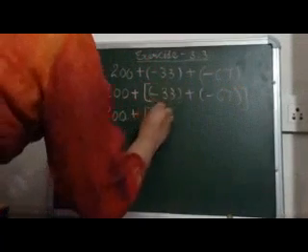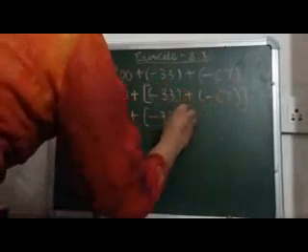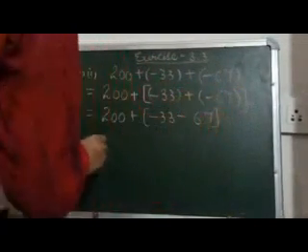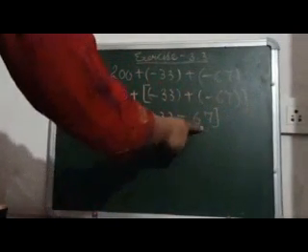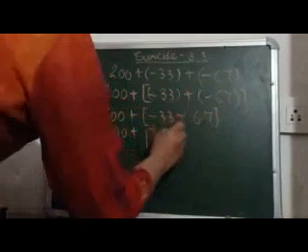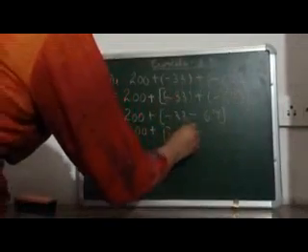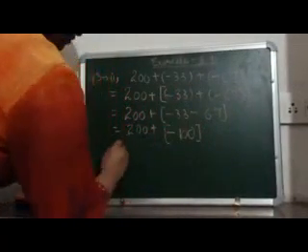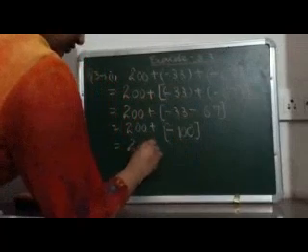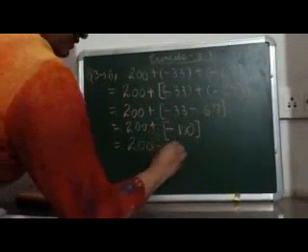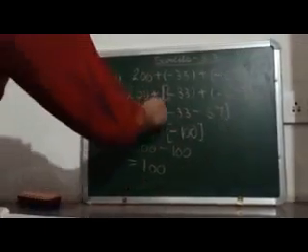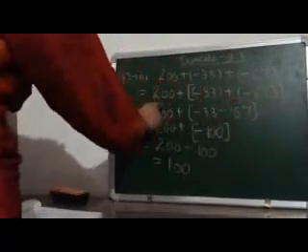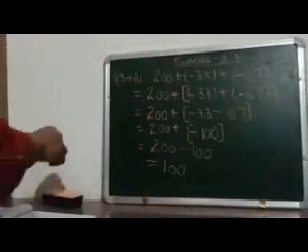It will become minus 33, plus and minus will give us minus. Now if the signs are same, the absolute values of the integers will get added. So it will become 100 with the negative sign. So here 200 plus and minus will give us minus. So the answer is 100. So this is how we use the associative property in case of addition of integers. Take one more example.